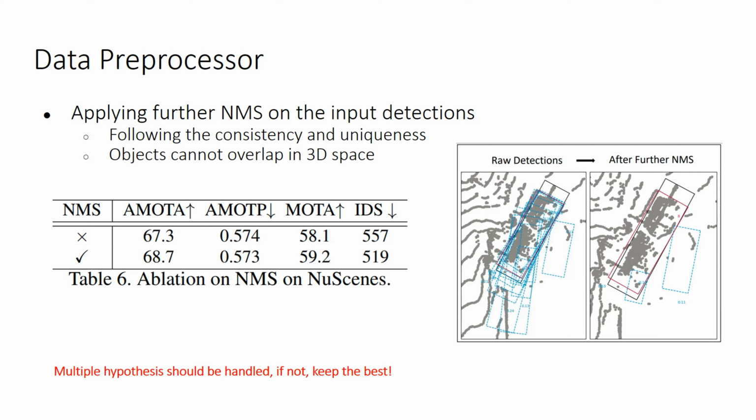AMOTA and MOTA performance. So the takeaway here is that if multiple hypotheses in the tracking can be handled, fine, but if we cannot handle them, simply keep the best. It will bring the best results.